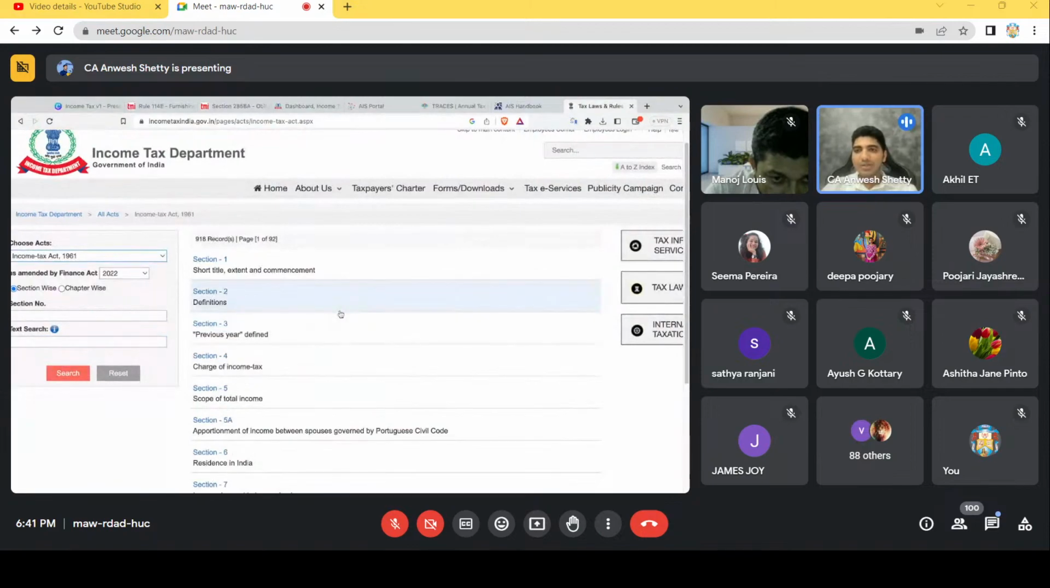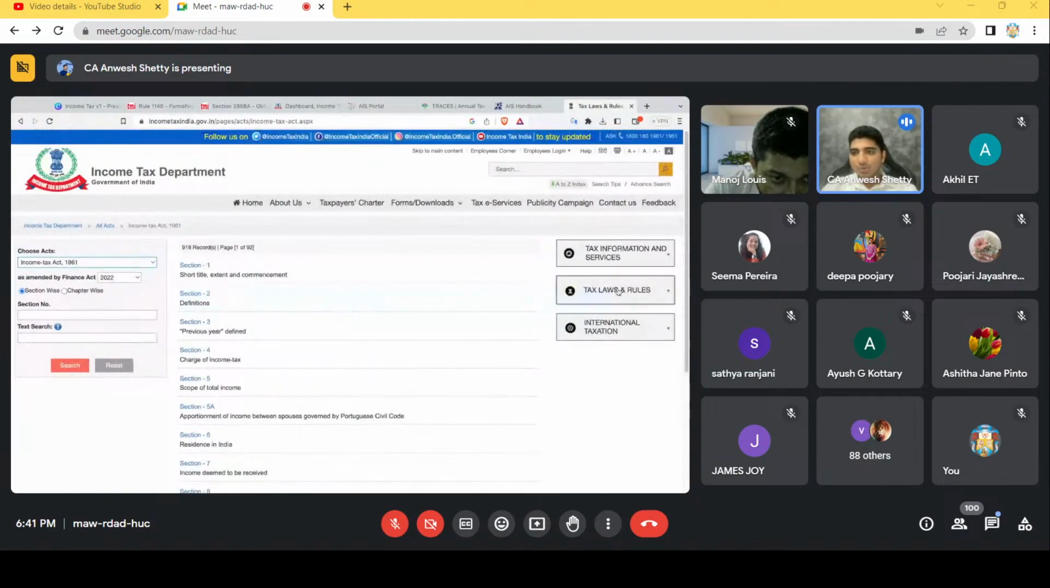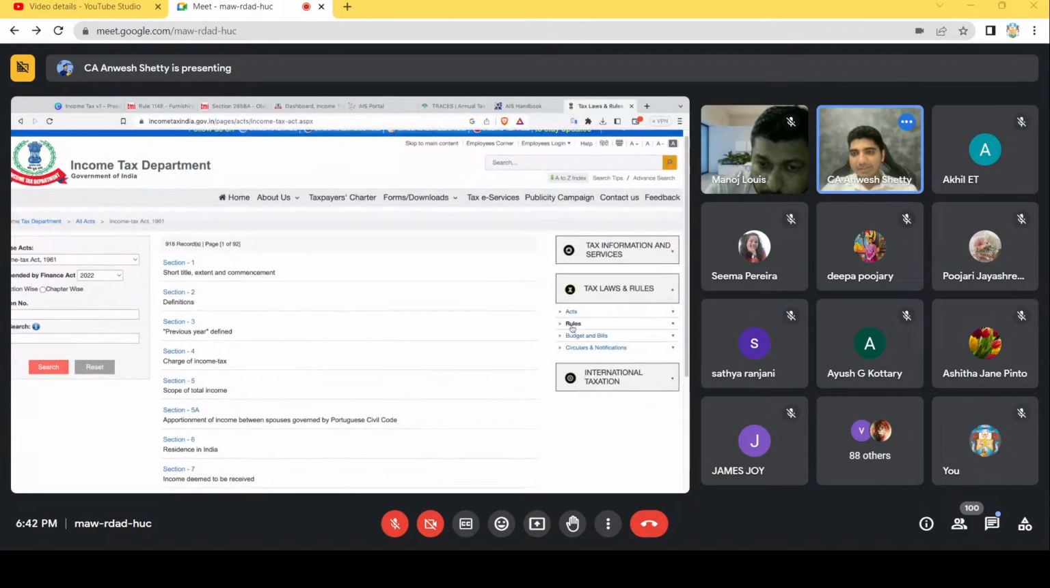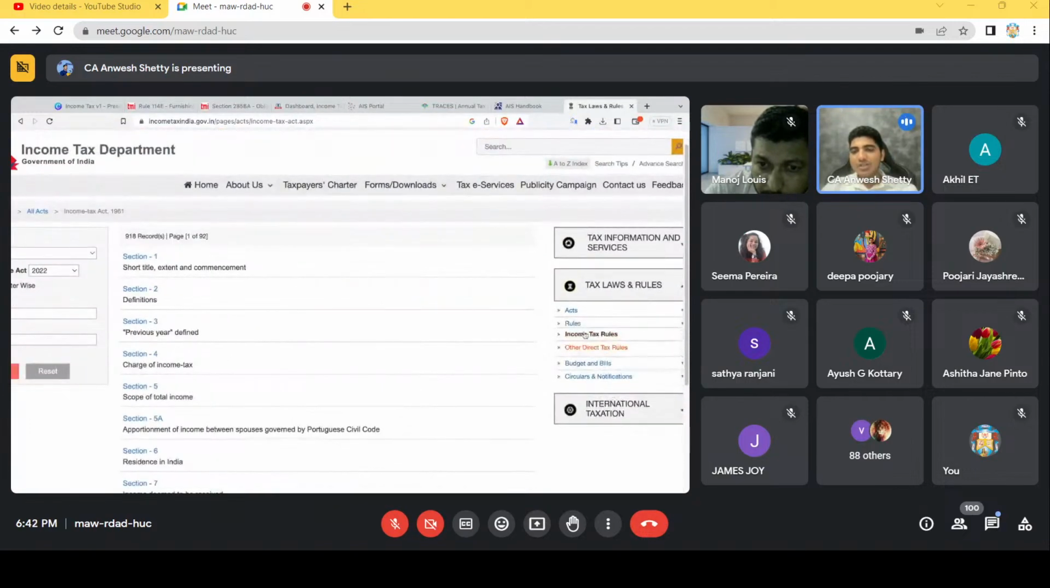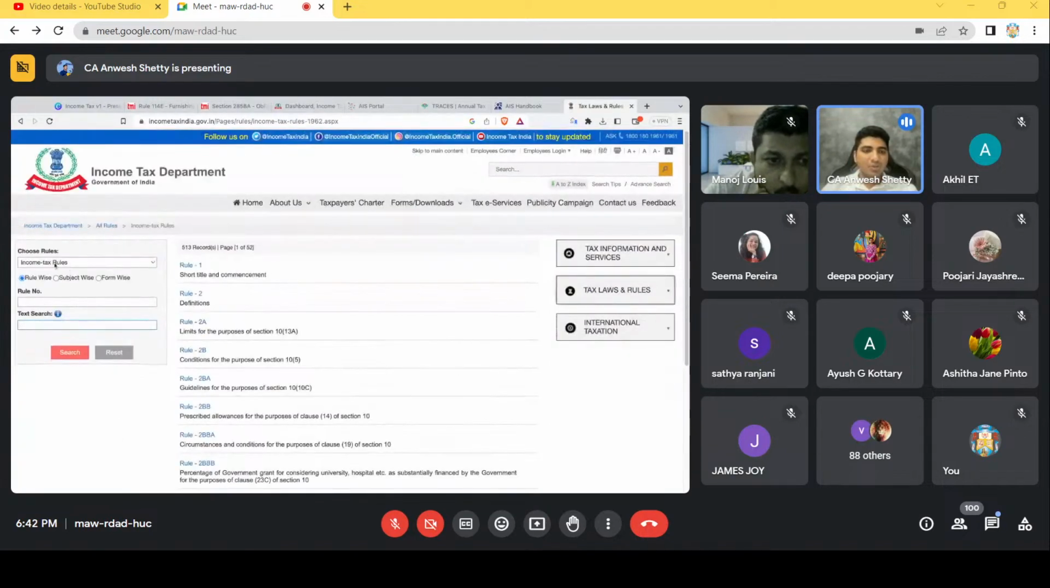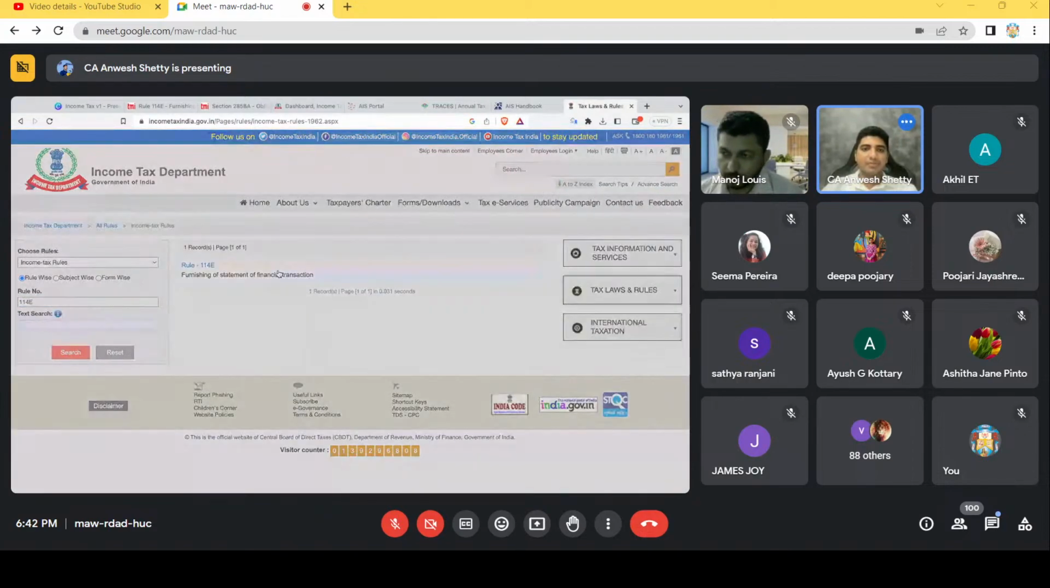I don't want the Act, what I want is the Rule. So I have to go to Tax Laws and Rules here, then click on the Rules button on the right side. There, the first option that appears is Income Tax Rules, and I have to click on that. So now the Income Tax Rules have appeared, and I have to just type the rule number, that is 114E, and enter. If I search, the rule will appear.